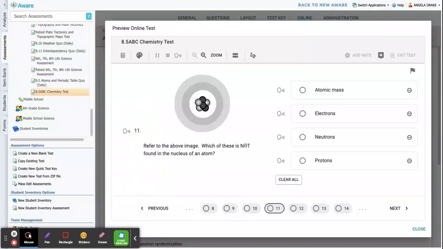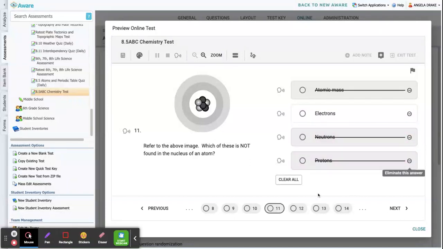All right, refer to the image above. Which of these is not found in the nucleus of an atom? Well, this is the atomic mass. The nucleus makes up the atomic mass, so that is found, and we're looking for not. Electrons are found outside the nucleus, so that's not in there. Neutrons are in the nucleus, and protons are in the nucleus. So my answer should have been electrons. Those are not found in the nucleus.